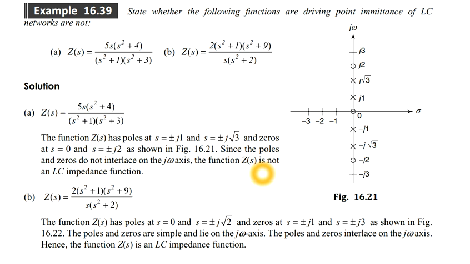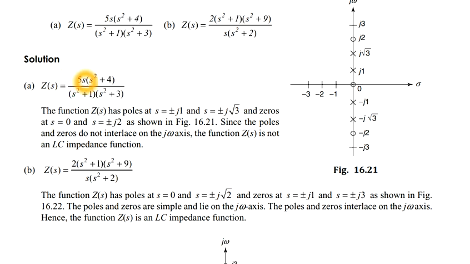Here we will see an example where two different impedance functions are given, and we need to check whether they are LC functions or LC networks or not. Let us see the first one. Z of s is equal to 5s into (s square plus 4) divided by (s square plus 1) into (s square plus 3). If you see, there is a zero at s equal to 0, which is one of the properties. And we have all the other poles, and also zeros, on the j omega axis only. But we will check the interlacing property. If we have any poles or zeros continuously, then it is not an LC function.